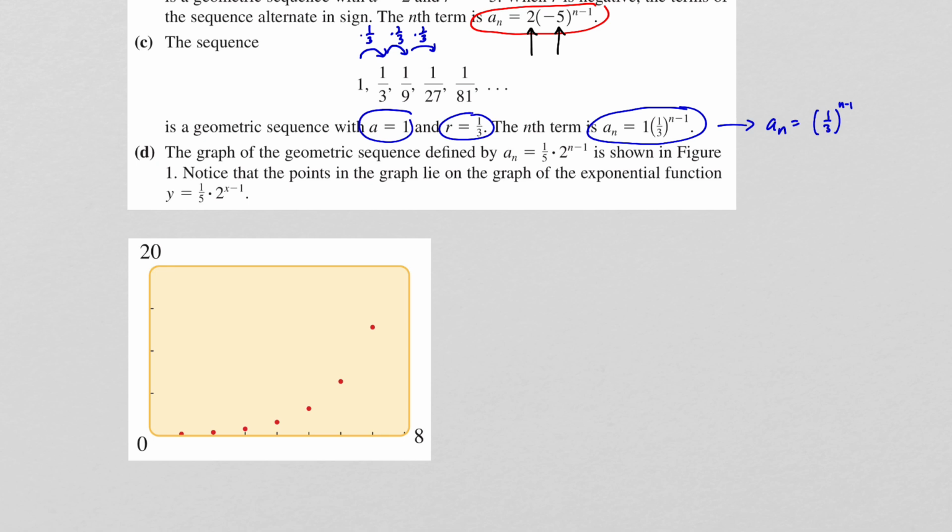And for the last one, we have the graph of a geometric sequence defined by an equals 1/5 times 2 to the n minus 1 shown here. So if you find the first several terms of this geometric sequence, you would see that the pattern of the graph would look something like this. And what you should notice is that this graph looks very much like an exponential function. And that's because that's exactly what it is. So geometric sequences are just exponential functions, whereas in the previous section, arithmetic sequences were linear functions.